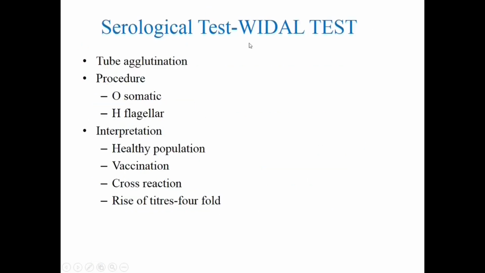Okay, so the method of Vidal test is very important. It will be shown to you in the practicals and you may be asked about it in the exams also. It is a tube agglutination test. It looks for the presence of antibodies against the O somatic antigen and the H flagellar antigen. You must be very, very careful when you interpret. This is the ultimate thing, that if there's a fourfold rise in titer between two samples collected at least 10 days apart, then that is significant.